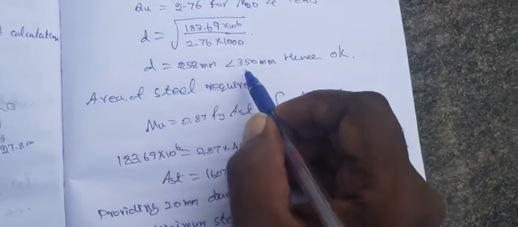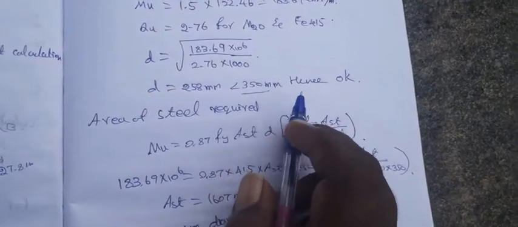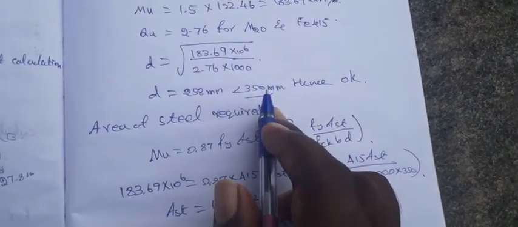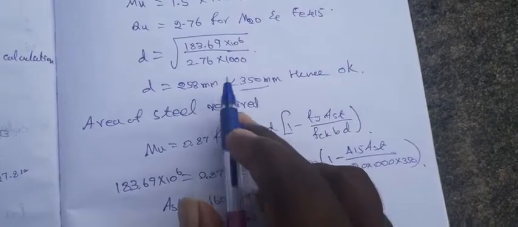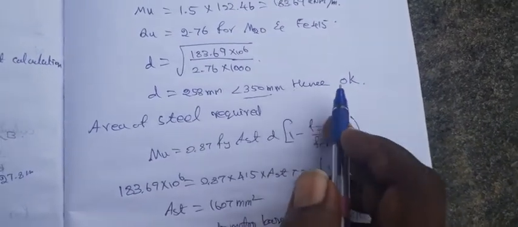So 258 mm is the required depth for this amount of moment. Already we know we are placing a 350 mm depth as the effective depth. So 350 is a higher depth compared to 258. So it is okay.